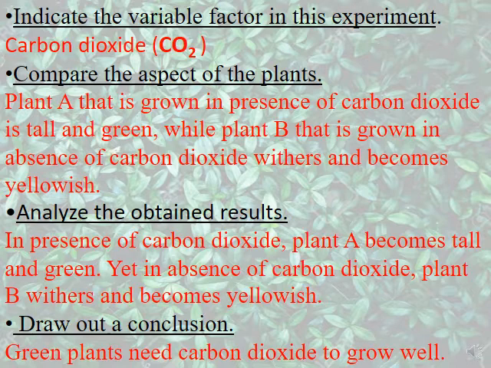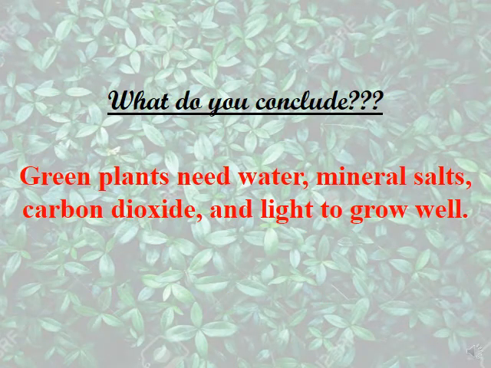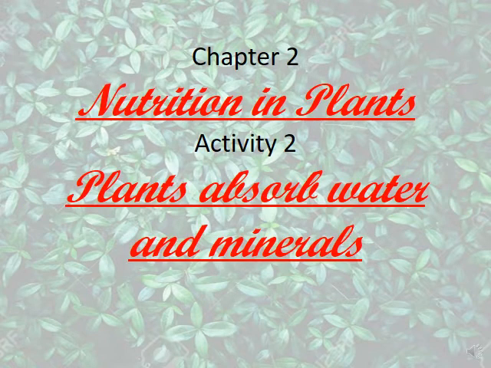Analyze the obtained result: in the presence of carbon dioxide, plant A becomes tall and green, yet in the absence of carbon dioxide, plant B withers and becomes yellowish. Draw out a conclusion: green plants need carbon dioxide to grow well. So here we have four main elements: water, mineral salts, carbon dioxide, and light for the plant to grow well.